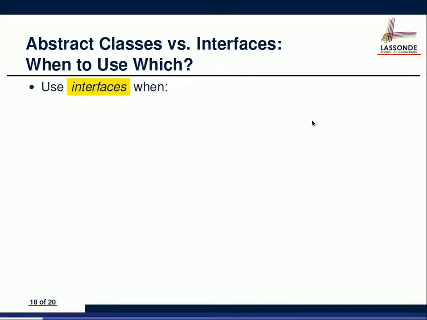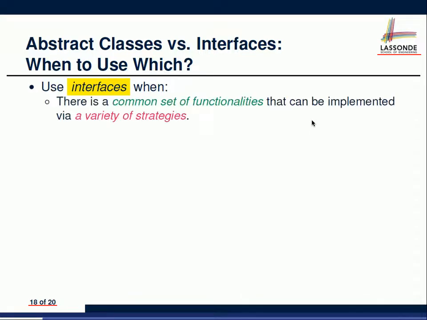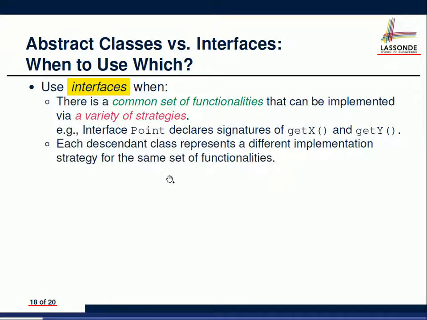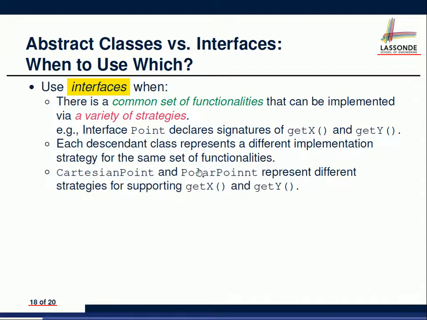Use the interface when you have a certain common set of functionality you want to support, but you have different ways to support them. For example, getX and getY. You want to support getX and getY. However, how to support them depends on the strategy you choose. You might choose polar, you might choose Cartesian, which is quite different. But from the external user's point of view, it doesn't matter. So that's why you have an interface called Point with getX and getY, right? And then you might do CartesianPoint versus PolarPoint, right?